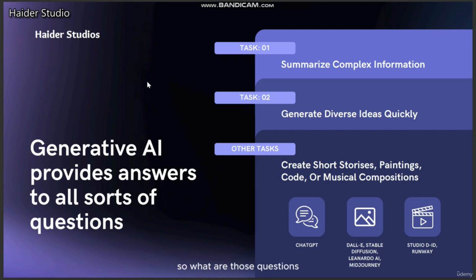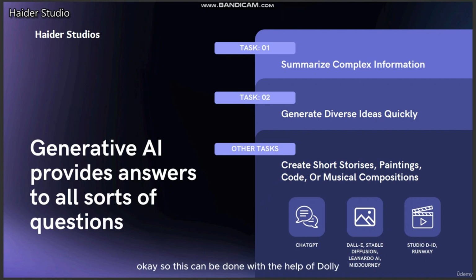Generative AI provides answers to all sorts of questions. So what are those questions? First of all, summarize complex information. It can help you summarize complex information with the help of AI tools such as ChatGPT. It can help you generate diverse ideas quickly. The response of this AI will be text based. So we'll use ChatGPT. We can use this to create short stories.